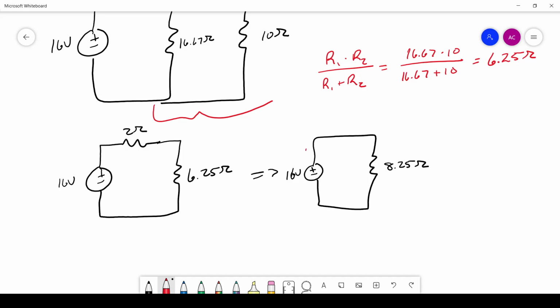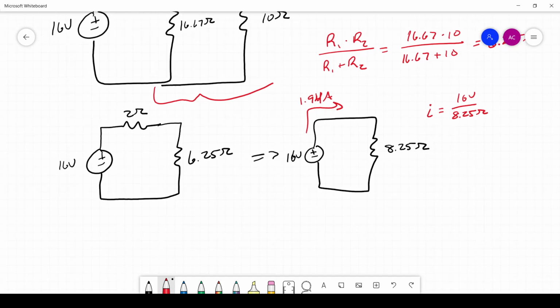So if we want to find the current, all we have to do is Ohm's law, V equals I times R, or current is equal to voltage divided by resistance. So I is equal to 16 volts divided by 8.25 ohms. 16 divided by 8.25 will give us 1.94 amps. It's not as clean of a number, but it's an approximation. 10% rule. The good thing in engineering is you can approximate a little bit.